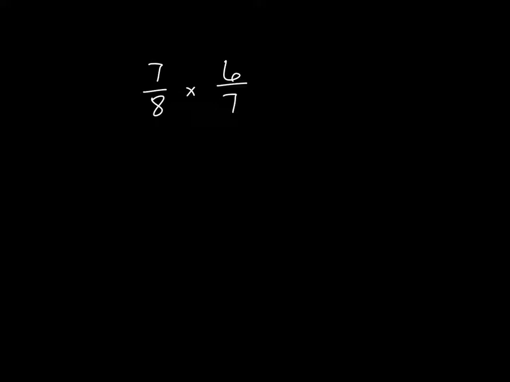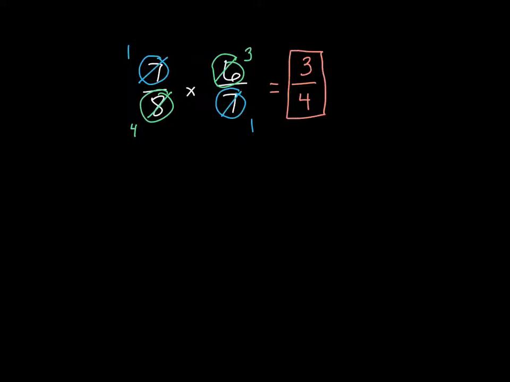Okay, our next example. See here we have a 7 and a 7. So both of those can be divided by 7 and reduced to 1. And then the 6 and the 8 can both be divided by 2. 6 divided by 2 is 3. 8 divided by 2 is 4. And now that we've reduced everything we can, multiply the numerators, we get 3. Multiply the denominators, and you get 4. So 3/4.